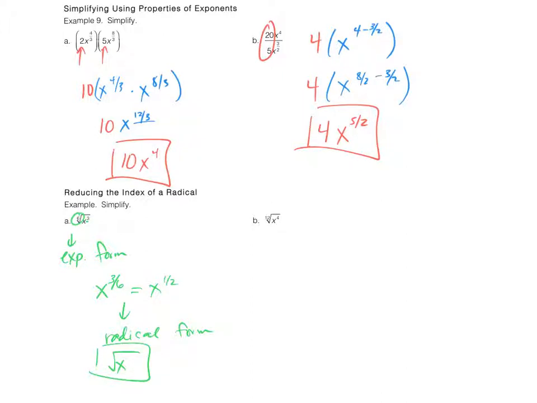Similarly, in B, I'm going to convert this into exponential form. So this is x to the 4th divided by 12 in the exponent. So 4 divided by 12 is 1/3. So that gives me the cube root of x as my answer.